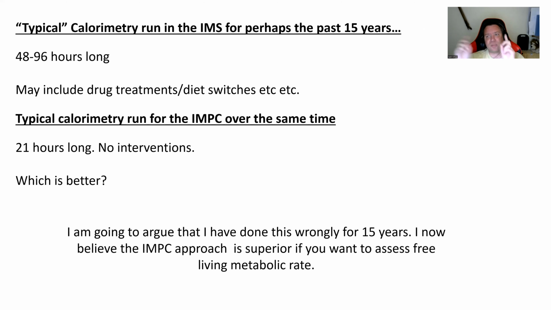Whereas the International Mouse Phenotyping Consortium took a very different approach. This was a transnational 10 centers system where they were trying to put every single knockout mouse line for every gene in the mouse genome through a series of pipelines to get 300 variables, and one of those variables was calorimetry. And they did it for 21 hours.